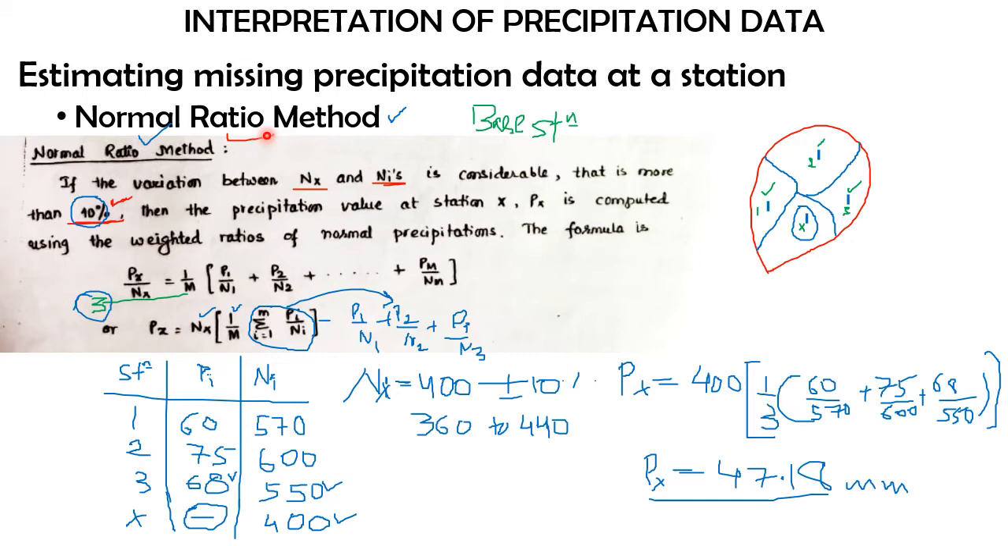The only difference is, if you want to use the arithmetic average method, then the condition of 10% will exist. If the variation is more than 10%, you cannot use the arithmetic mean method. But if you want to use the normal ratio method, you have both options. Even if the variation is less than 10% you can use it, and if it is more than 10%, you can also use this particular equation. The only thing is, the more you use the normal ratio method, the higher the accuracy with which you can determine these unknown values. So this is about the normal ratio method.